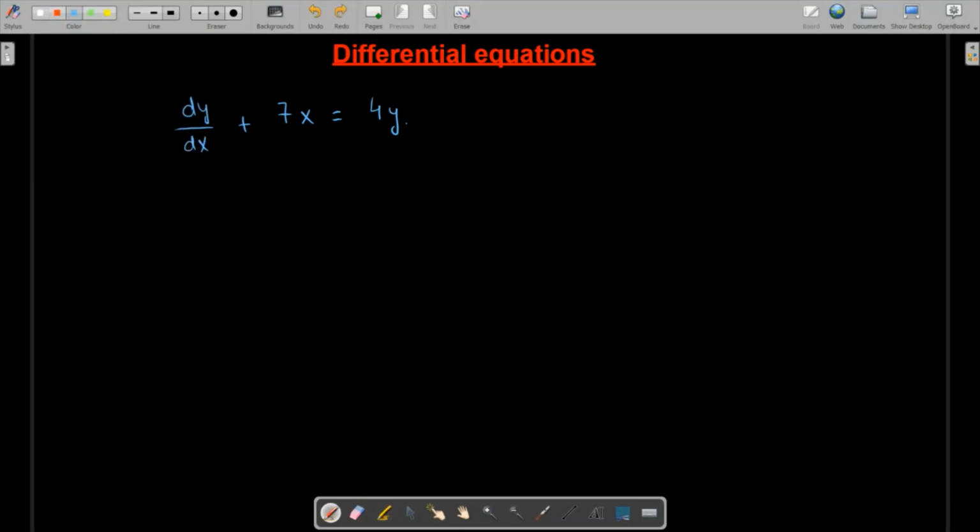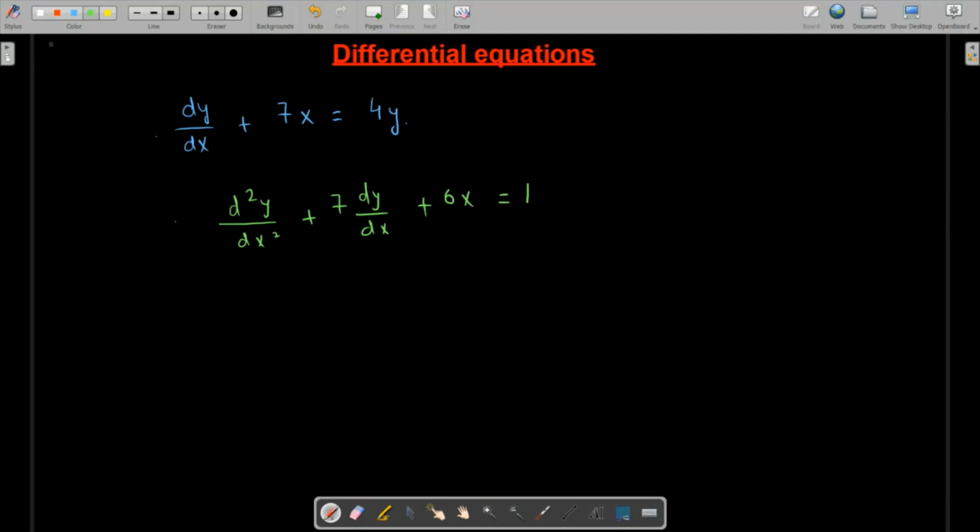Likewise, another example can be d square y over dx square plus 7 times dy over dx plus 6x is equal to 1. This is again an example of a differential equation.